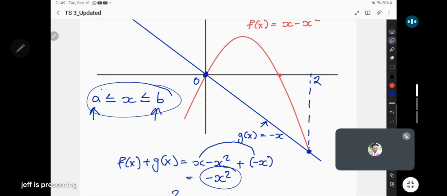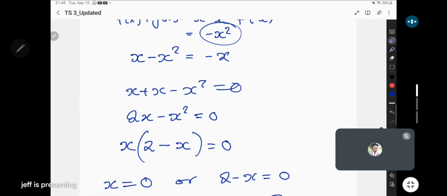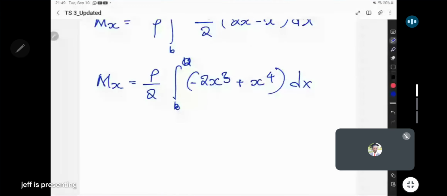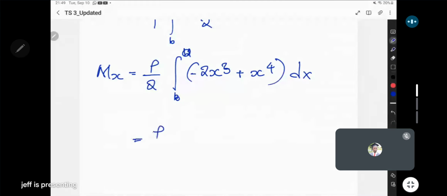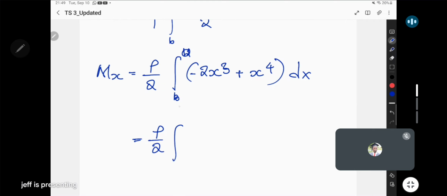So here our a will have to be 0, and our b will have to be 2. Based on that, if we follow this, what are we going to have here? We're going to have rho over 2, and then 2 will have to be here, 0 will have to be there, and then this is going to be minus 2x to the power 3 plus x to the power 4, and then dx. This is the integral that we'll have to work out.